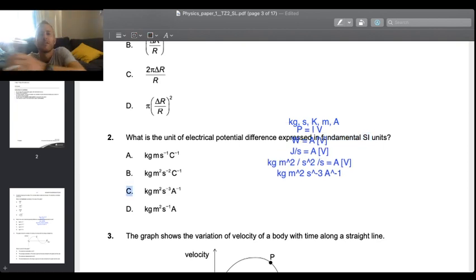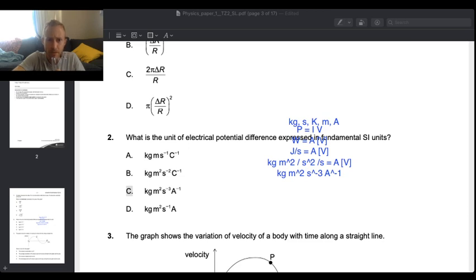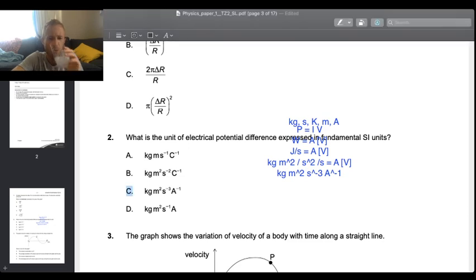All right. That's kind of a tough one, I thought. But I will say that the IB exam does, I don't know why, seem sort of obsessed with this idea of fundamental SI units. I don't think it's that important, but they do.